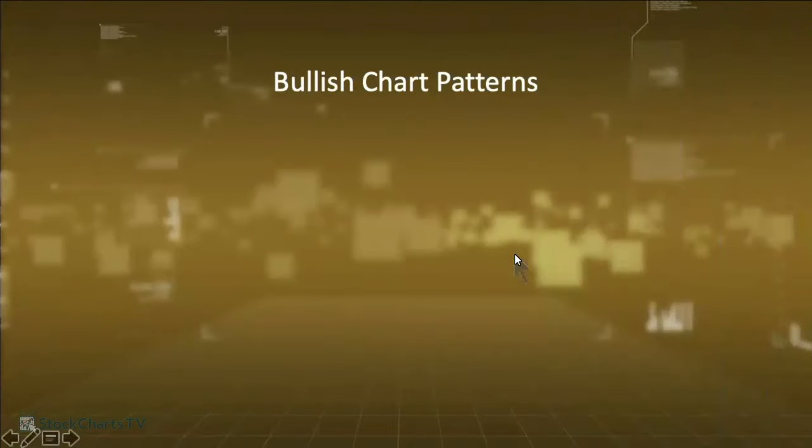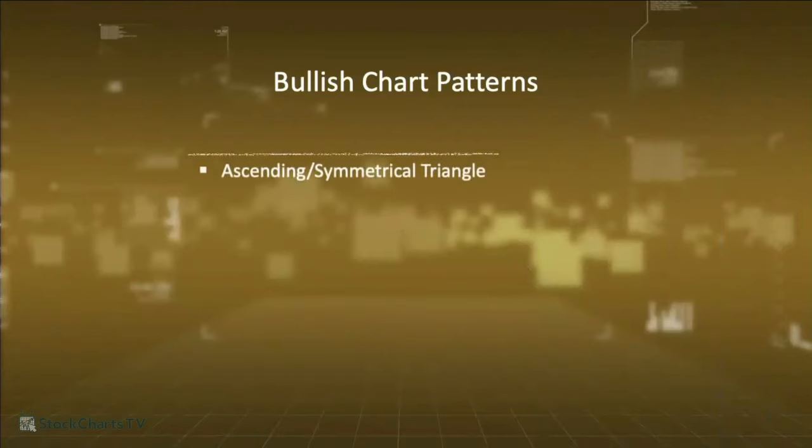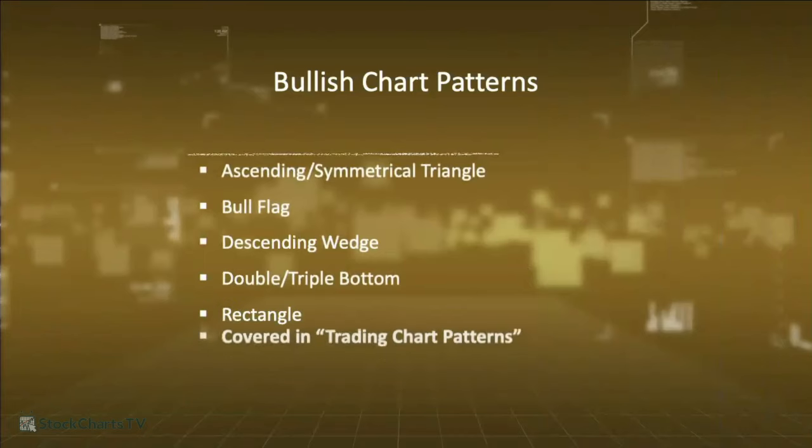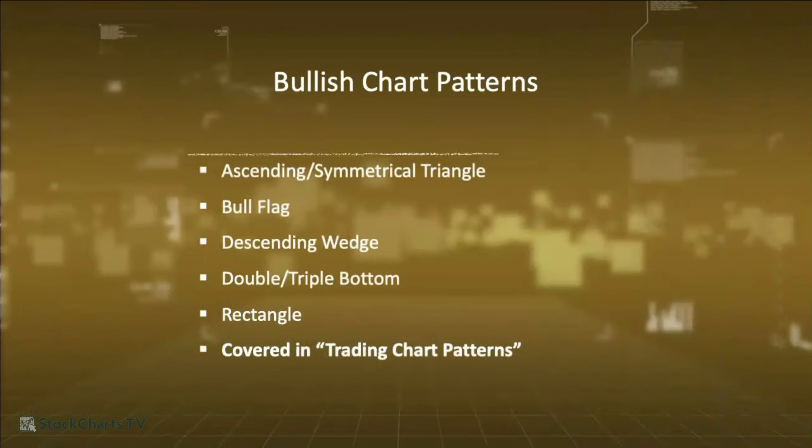All right, so I want to get into some of the chart patterns, and I did do a chart patterns workshop that I recommend you go take a look at. I don't know why this is being kind of ugly, but I'll go over the ascending and the symmetrical triangles. I'll look at a bull flag. We'll look at a descending wedge. We'll look at the double and triple bottom and rectangles, as well as, I don't have it in here, a head and shoulders. We'll look at that as well.